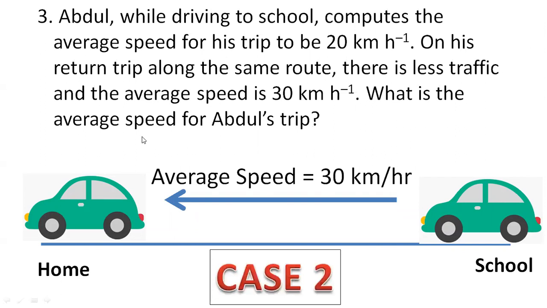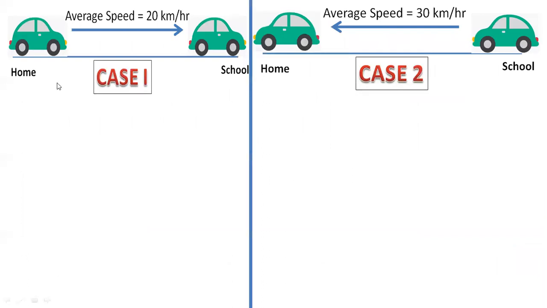Now all they are asking is to calculate the average speed for both the trips. Combine both the things and please give us the average speed for both the cases. So let us take both the cases. This is case 1, this is case 2. Before we proceed, give me a response in the chat box first. Have you understood the situation? What is this Abdul doing?